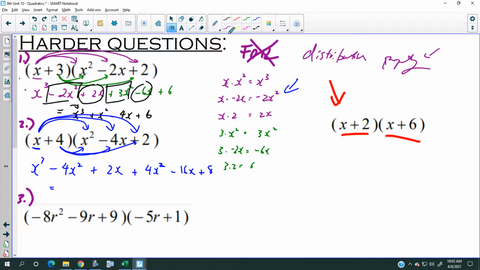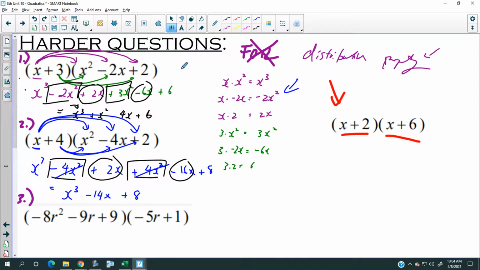All right, combine like terms. Same family, same family, same family, same family. Okay, x to the third, and then what do we have? Now, these two are going to cancel out. Negative 4x squared plus 4x squared is going to cancel out, all right? It happened. 2x minus 16x, that's negative 14x. And then we got the plus 8, see?